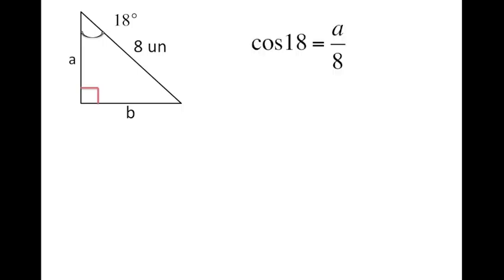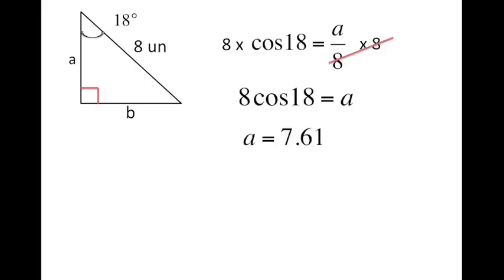I'm going to use cosine first to solve for A. So cosine of 18 equals A over 8. We're going to multiply by 8 on both sides, and the 8s will cancel on the right side. So 8 times the cosine of 18 is equal to the apothem, which is going to give us 7.61.